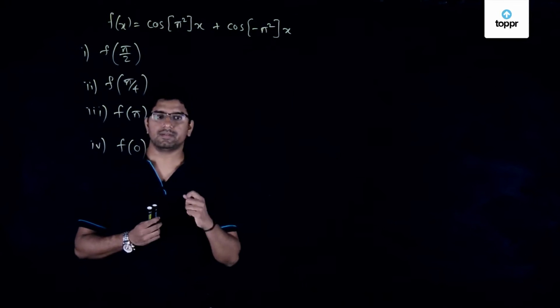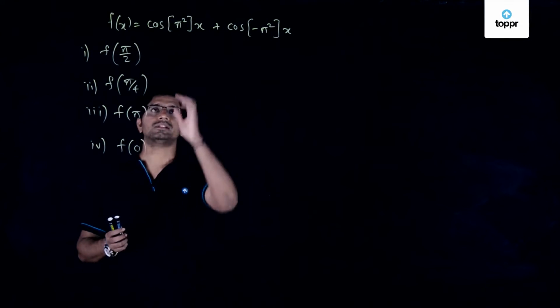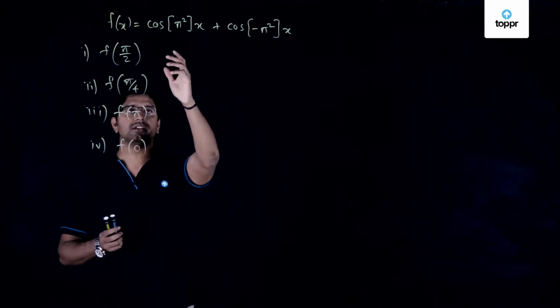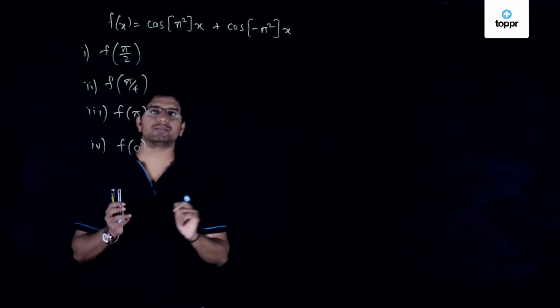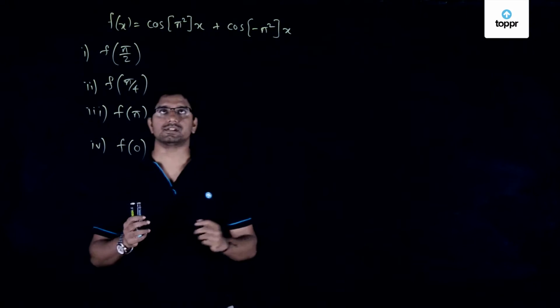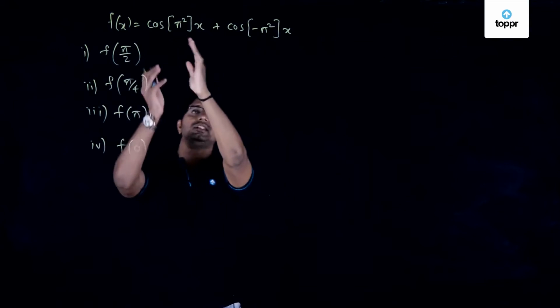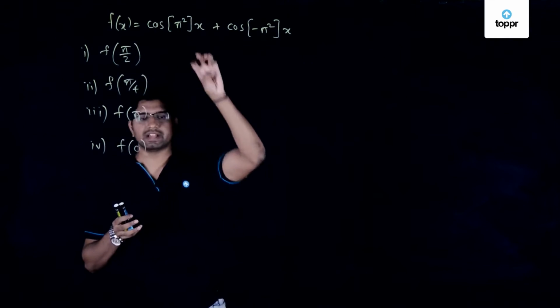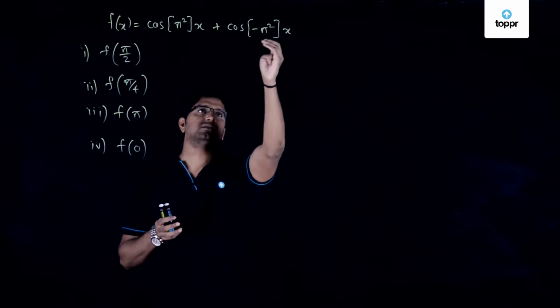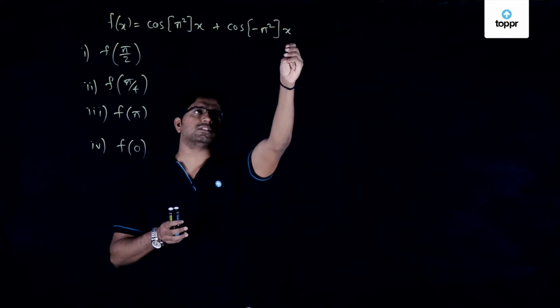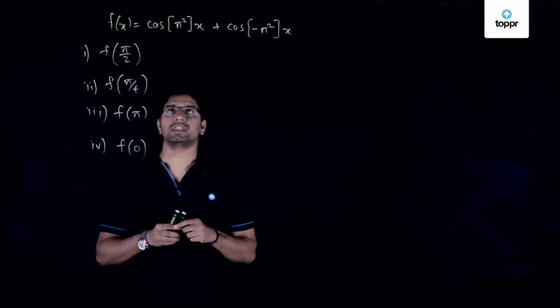Let us now have a look at a very interesting problem which involves two functions, the greatest integer function and trigonometric functions, in particular the cosine function. So, a function is defined as cos of [pi square] x, where pi square is within the greatest integer function, plus cos of [minus pi square], again in the greatest integer part, times x.